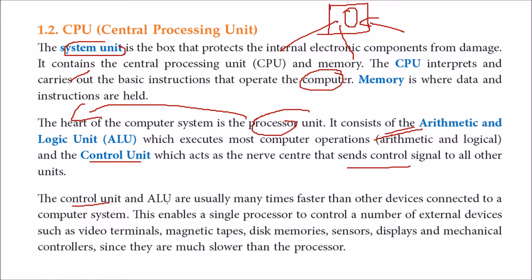The control unit and ALU are quite fast, very fast compared to other devices connected to your computer system. This enables a single processor to control a number of external devices like video terminals, magnetic tape, disk memories, sensors, displays, and mechanical controllers, since they have a slower speed than the processor.